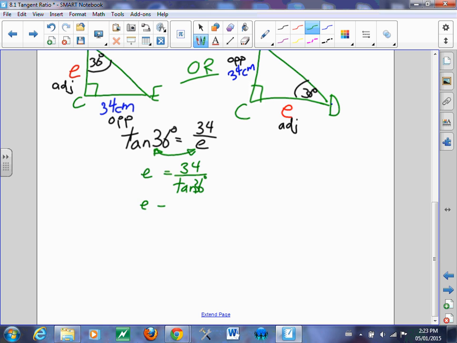Okay, plug it in your calculator. E equals 46.8 centimeters.